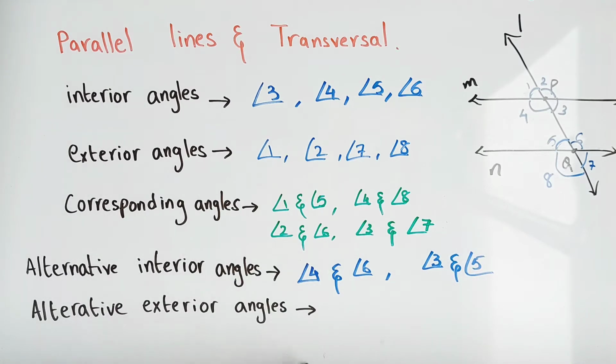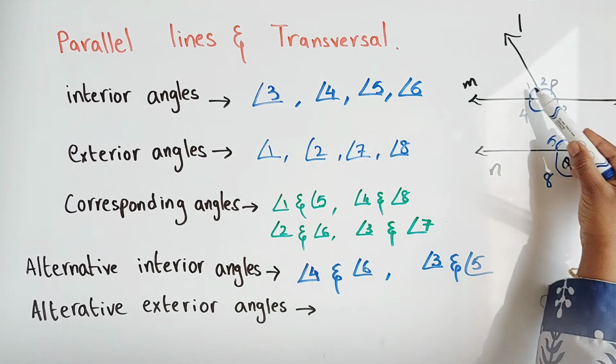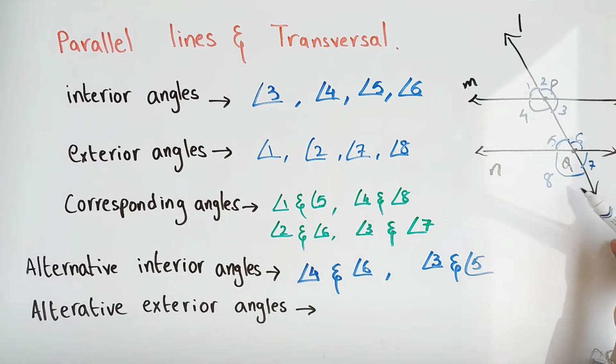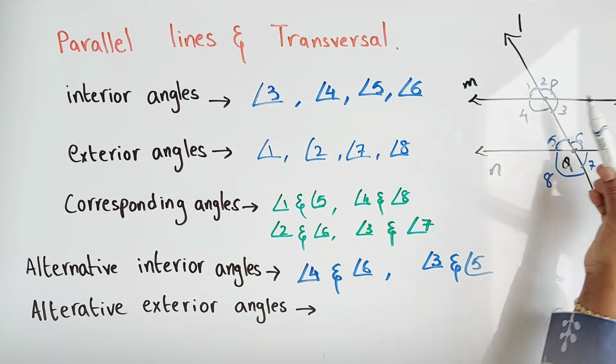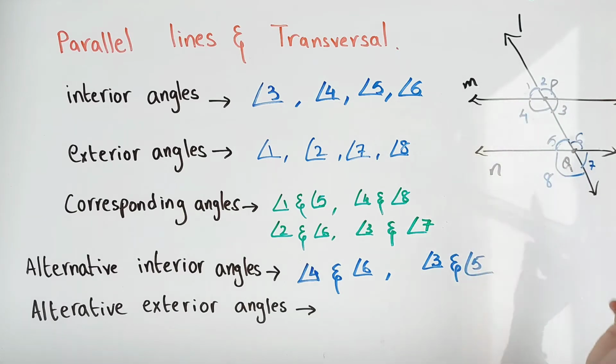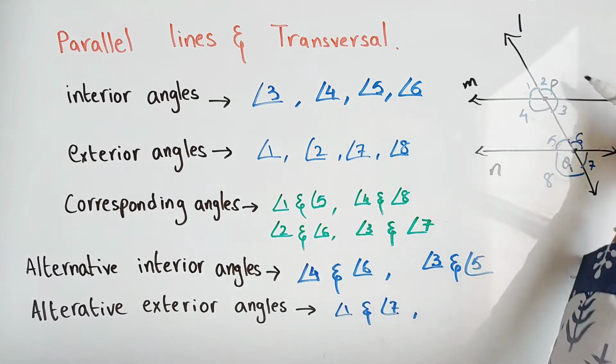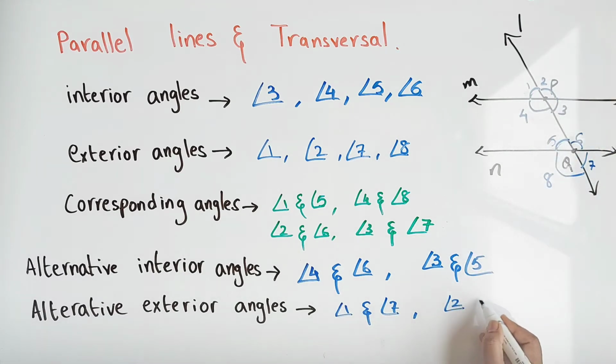Alternate exterior angles, children. We know exterior angles 1, 2, angle 7 and angle 8. These are all exterior angles. Alternate means angle 1 and angle 7 is one pair, and angle 2 and angle 8 one more pair.